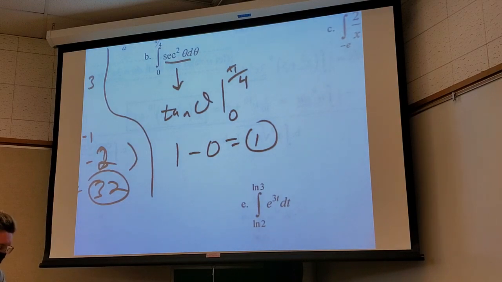That's neat. Secant squared is a funky looking function, and when you do from 0 to pi over 4, the area you get is 1. That's kind of neat, right? It's a weird thing.